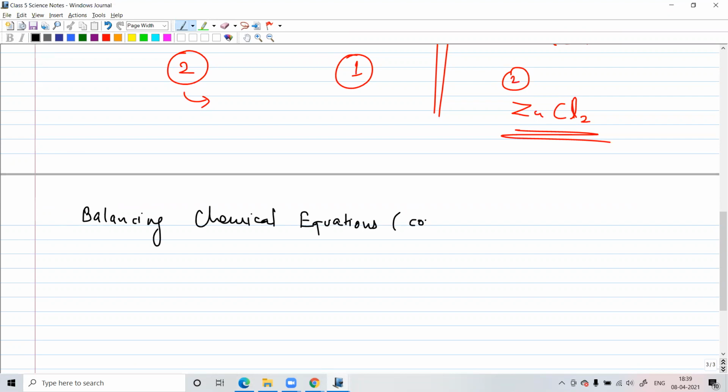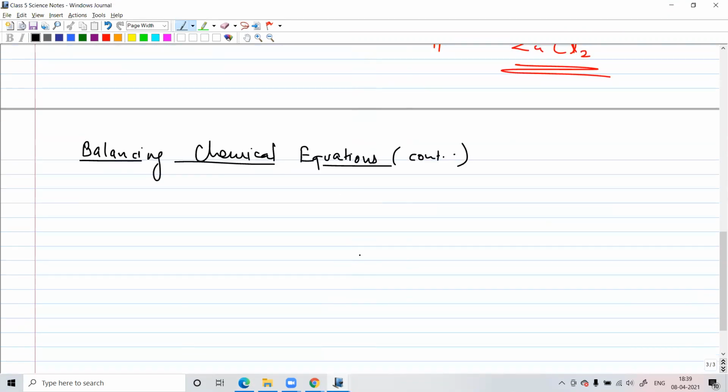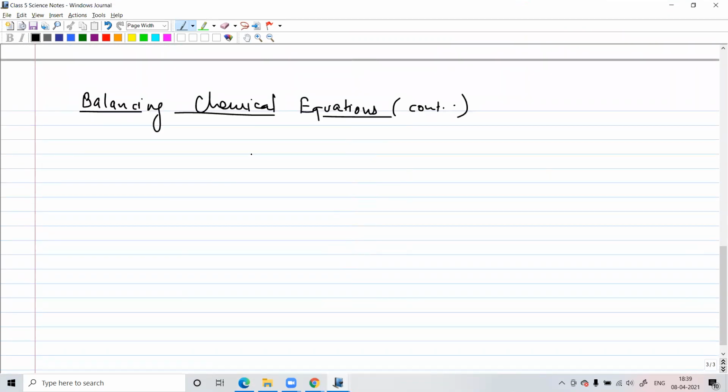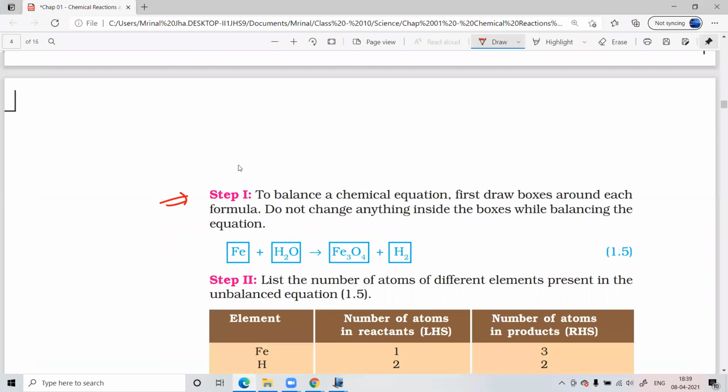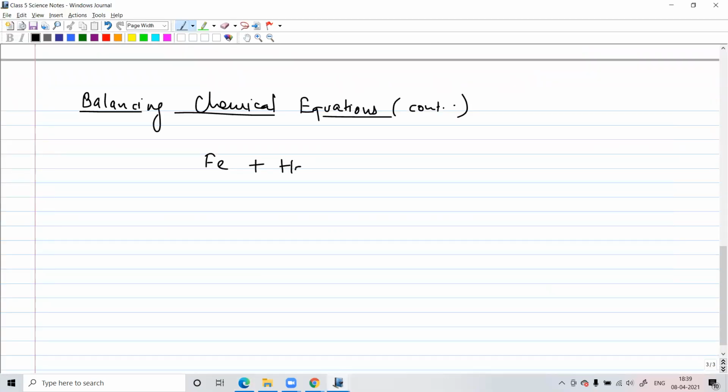So we are going to continue with this. Tell me, one of you, do you have the book with you? What is the equation? Fe plus H2O gives what? Fe3O4 plus H2.